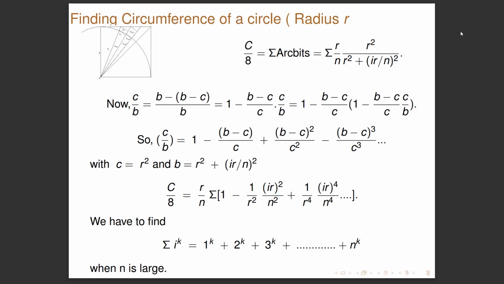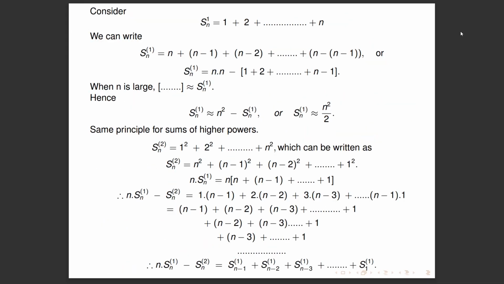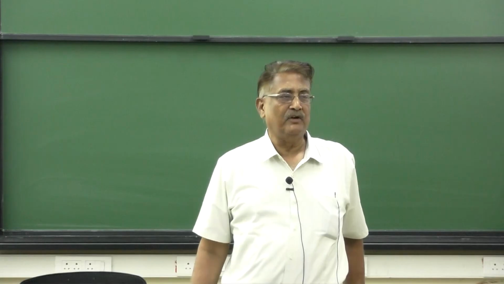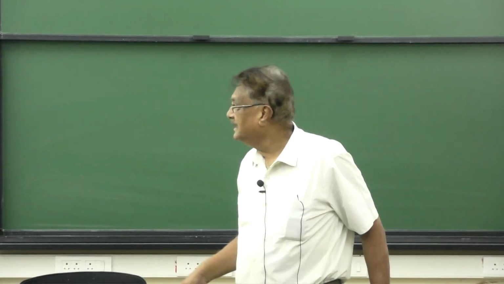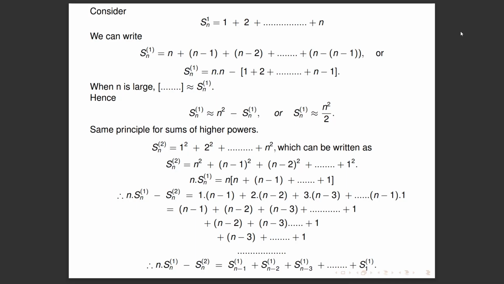So you got the summation of i squared, the summation of i to the power of 4 and all that. And we have to find 1 to the power of k up to n to the power of k. Then they use a trick. For the first power, 1 plus 2 etc. up to n is n into n plus 1 by 2. All of you know that. And for very large n, if you can ignore the 1 next to n, it is approximately equal to n squared by 2. Next, actually, they will show that by organizing these terms properly.